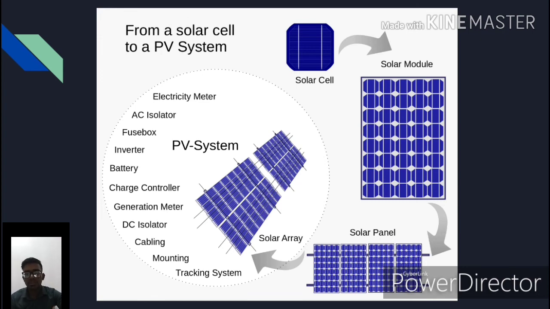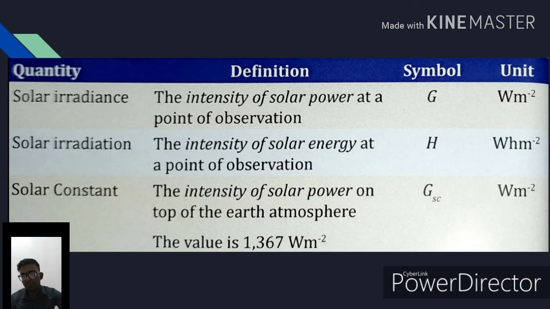This diagram shows the arrangement of solar cells to make a PV system. A combination of solar cells makes a solar module. A combination of solar modules makes a solar panel. In a PV system, the panels are arranged in a solar array form. There will be an electricity meter and AC isolator until tracking.